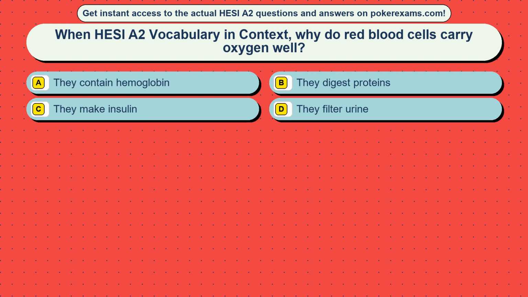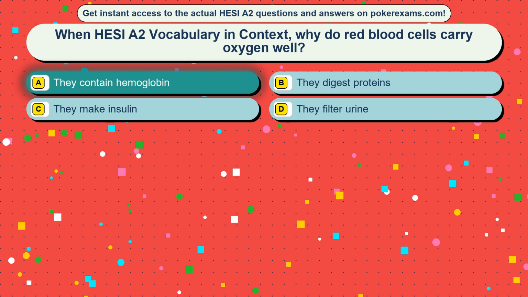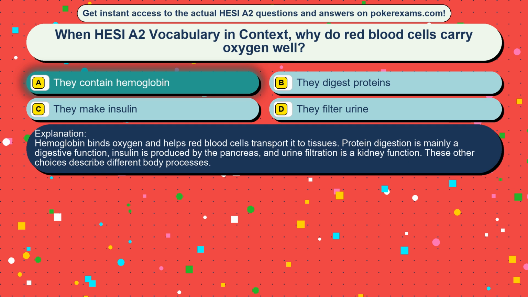Question 49. When HESI A2 vocabulary in context, why do red blood cells carry oxygen well? Option A, they contain hemoglobin. Option B, they digest proteins. Option C, they make insulin. Option D, they filter urine. The correct answer is option A, they contain hemoglobin. Hemoglobin binds oxygen and helps red blood cells transport it to tissues. Protein digestion is mainly a digestive function, insulin is produced by the pancreas, and urine filtration is a kidney function. These other choices describe different body processes.